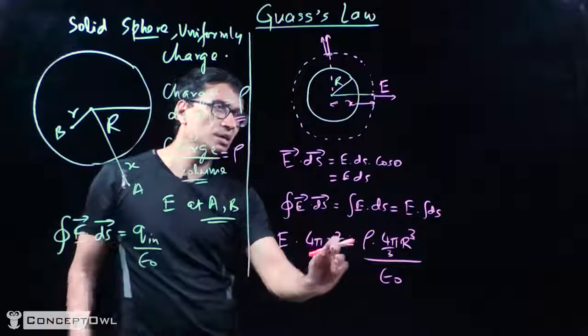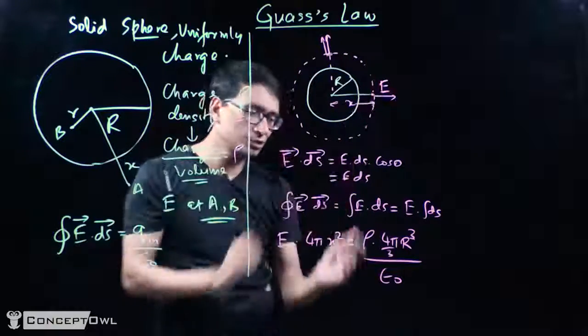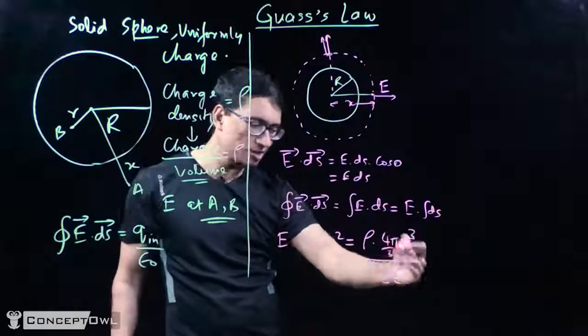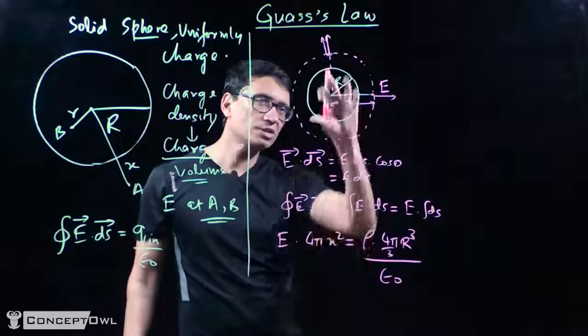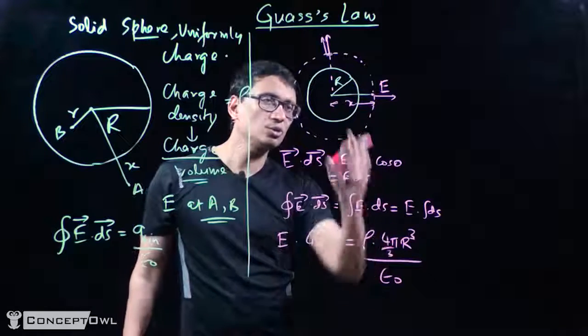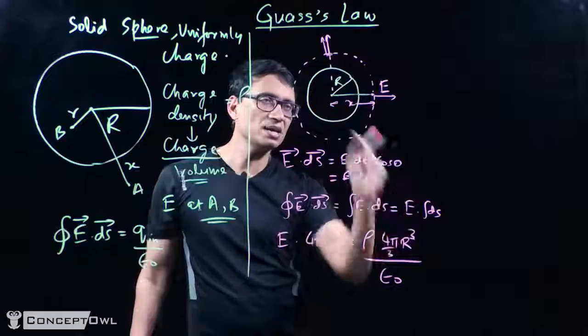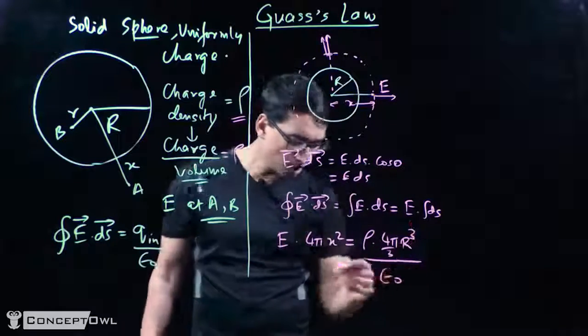4 pi x square is the area of this larger sphere. This is equal to total charge upon epsilon naught, and the total charge inside is going to be rho, the density, into this volume, which is 4 by 3 pi r cube, right? So now just simplify this.